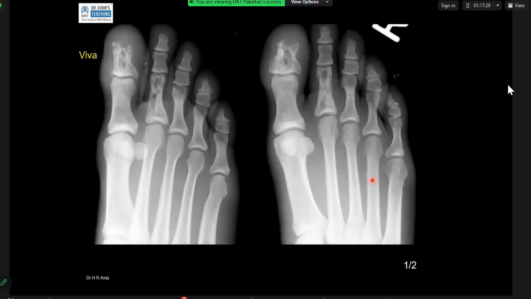The adjoining joint spaces appear normal, and the rest of the bones also appear normal. There's no associated soft tissue swelling, no periosteal reaction, no cortical destruction. So this lace-like pattern is seen in sarcoidosis. So my first differential will be sarcoidosis. Anything else?